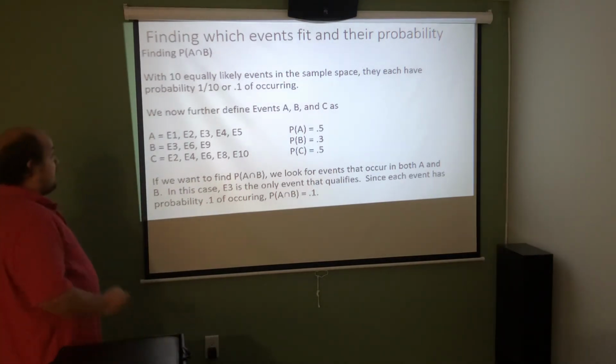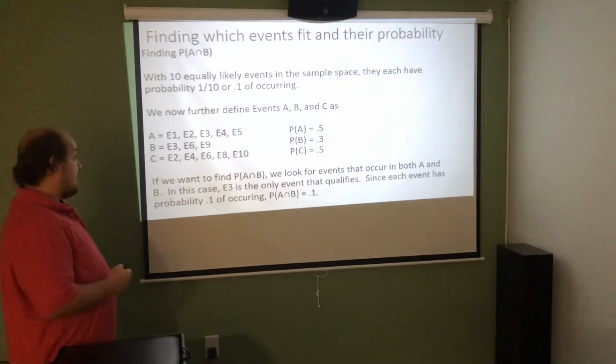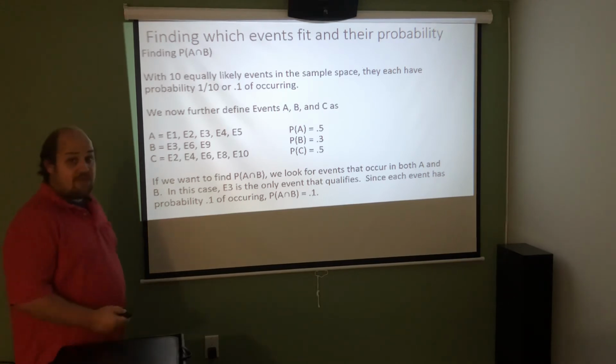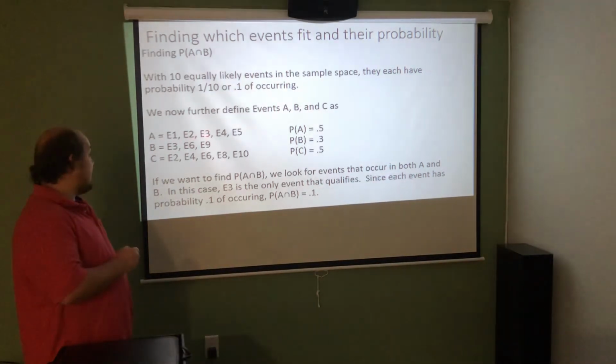When we're asked what is the probability that we get A and B at the same time, we look at the 2 lists and we say what is occurring on both lists. E1's on A but it's not on B. E2's on A but it's not on B. E3 is in both A and B. So that's one event that counts as being in both lists. E4 is in A but not B. E5 is in A but not B. E6 is in B but not A. E9 is in B but not A. So the only event that overlaps is this event E3.